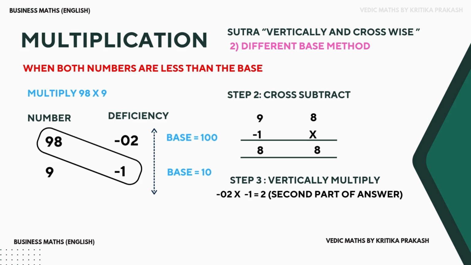Then we would be multiplying vertically. So vertically we have minus 2 as the deficiency and minus 1 as the deficiency. So we would be getting the answer 2, which forms the second part of the answer. So the value obtained in step 2 and the value obtained in step 3, we would combine them together and we would be getting the answer 882.